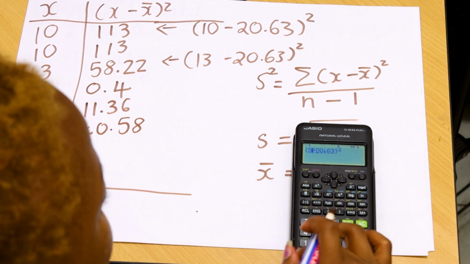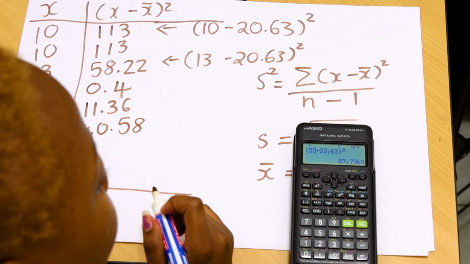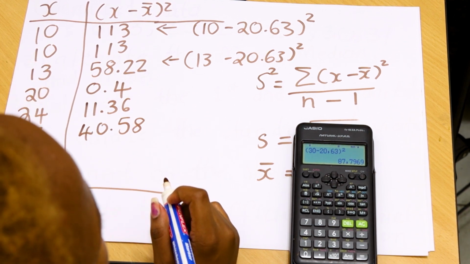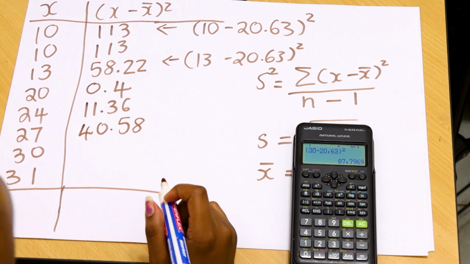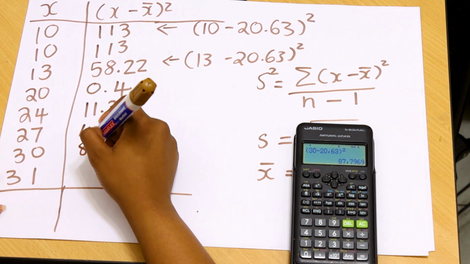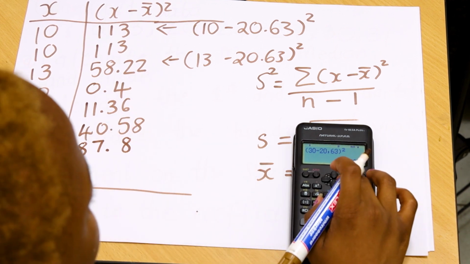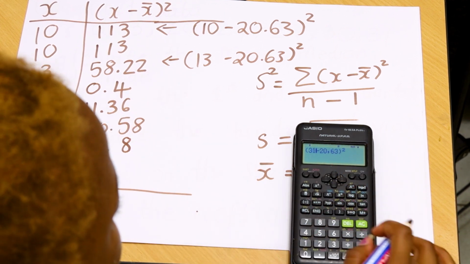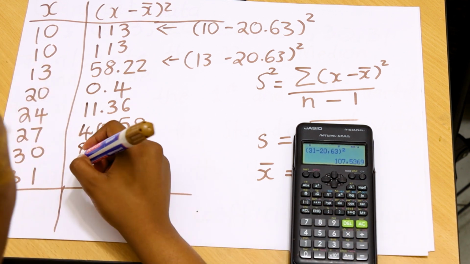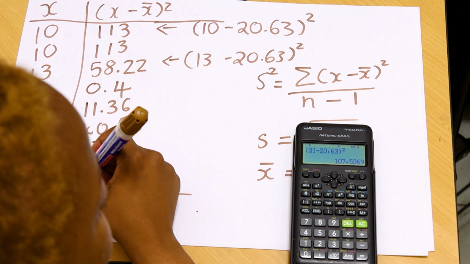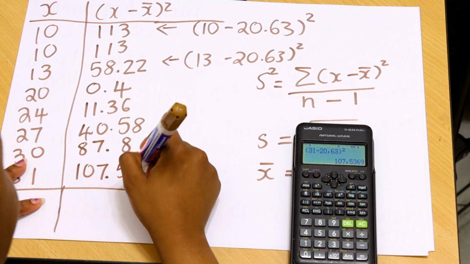Then for 30, it's 87.796. So that would be 87.8 when you round off to 2 decimal places. 87.8. And last for 31, that gives 107.54.